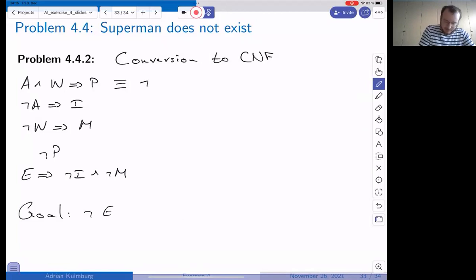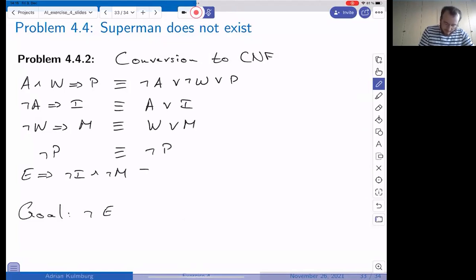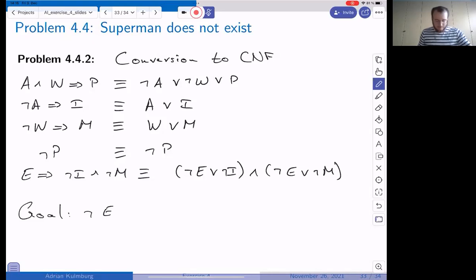But at the end of the day, you get this: not A or not W or P. This will be A or I. This will be W or M. This will just stay the same. And this will be a little bit more complicated: not E or not M.